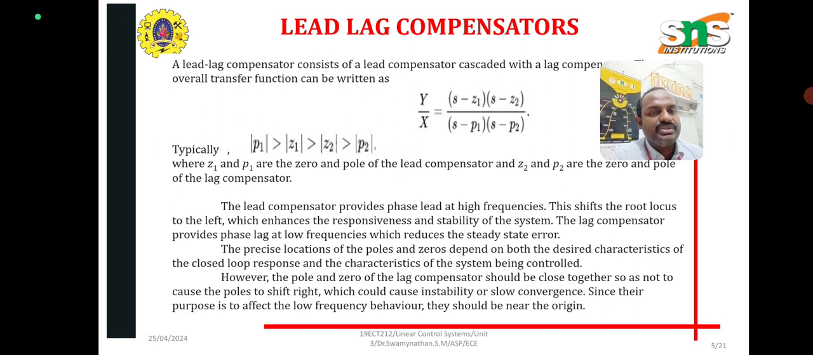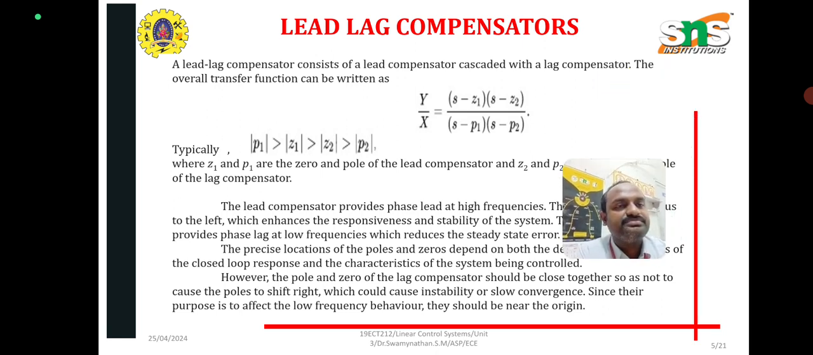The precise locations of the poles and zeros depend on the desired characteristics of the closed loop response and the characteristics of the system being controlled. However, the pole and zero of the lag compensator should be close together so as not to cause the poles to shift right, which could cause instability or slow convergence. Since their purpose is to affect the low frequency behavior, they should be near the origin.